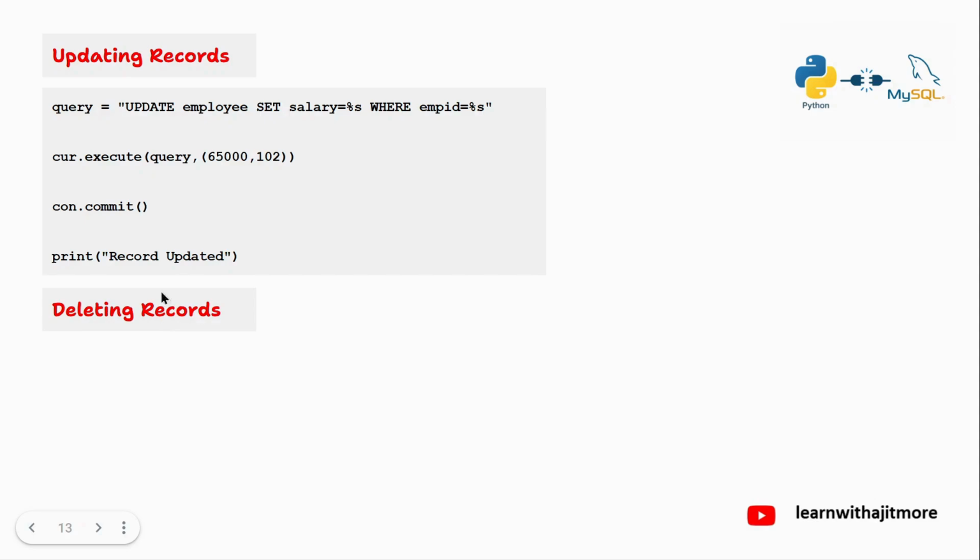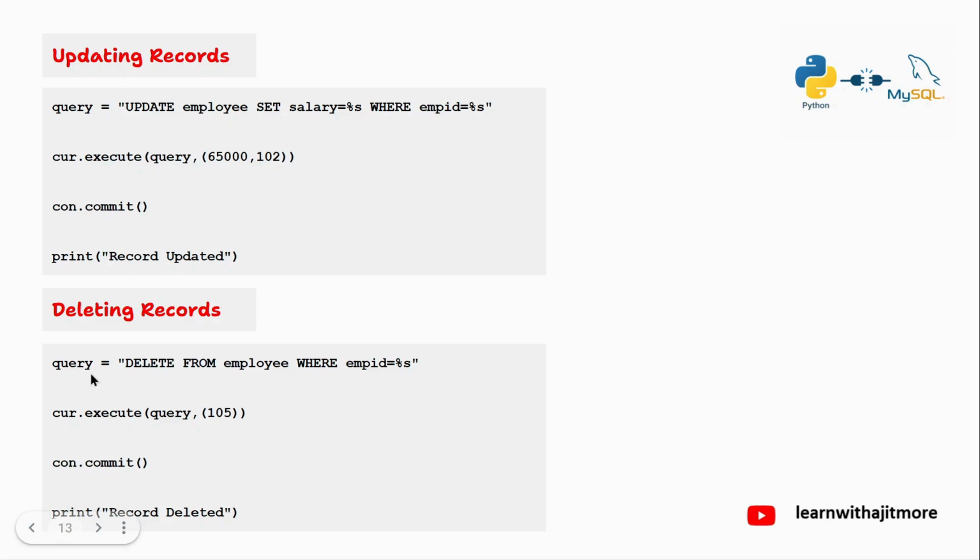So for deleting a record, which query do I have to give? Delete query. See, query equal to delete from employee where employee ID equal to %s. Again, here also you can use a named placeholder. Okay, so this is your query. Then to run the query, we need a cursor object. You know it already. Cursor.execute, give the query.